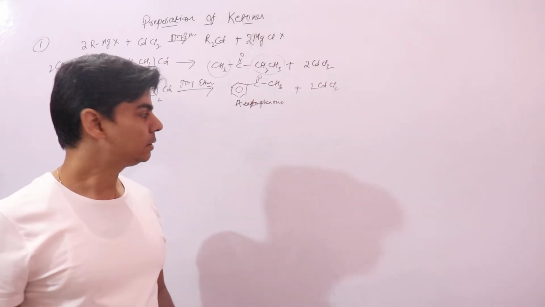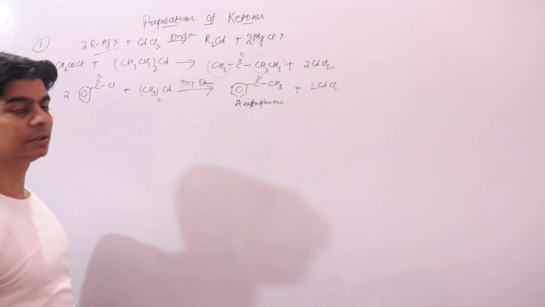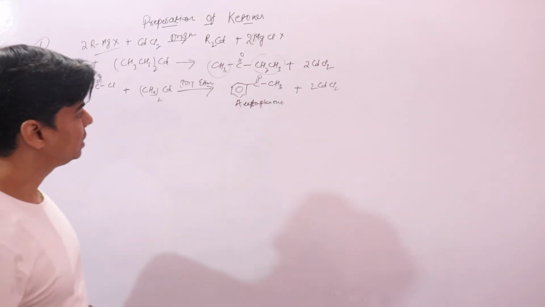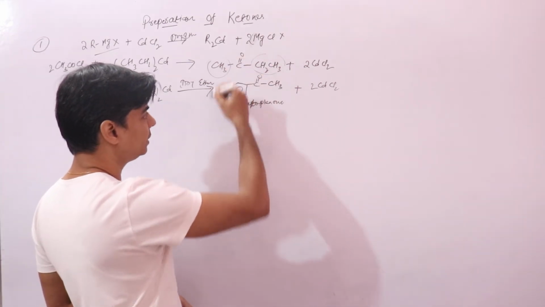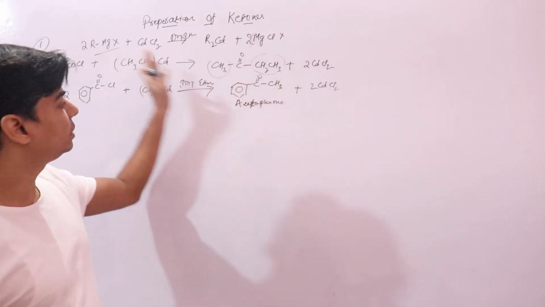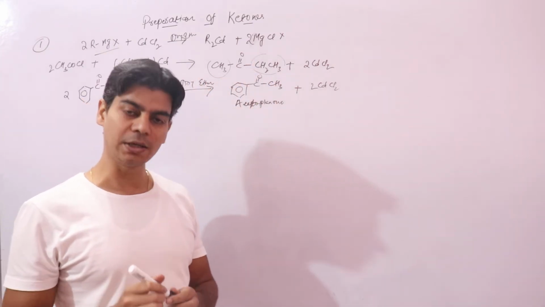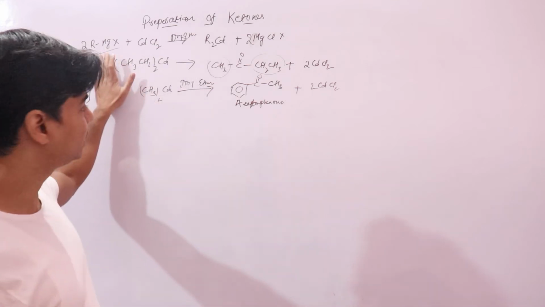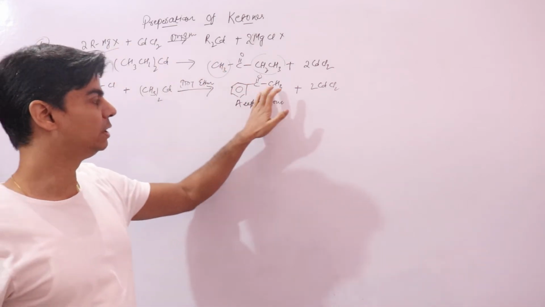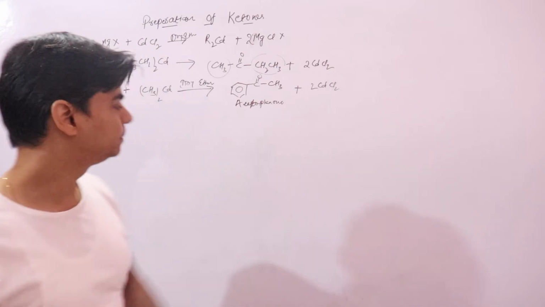Now one important thing that you need to look into here is that we cannot use Grignard reagent directly in this reaction. The reason being these ketones formed will react with Grignard reagents to form 2-degree alcohols. So we avoid the direct use of Grignard reagents because they react with the ketones formed to form 2-degree alcohols.